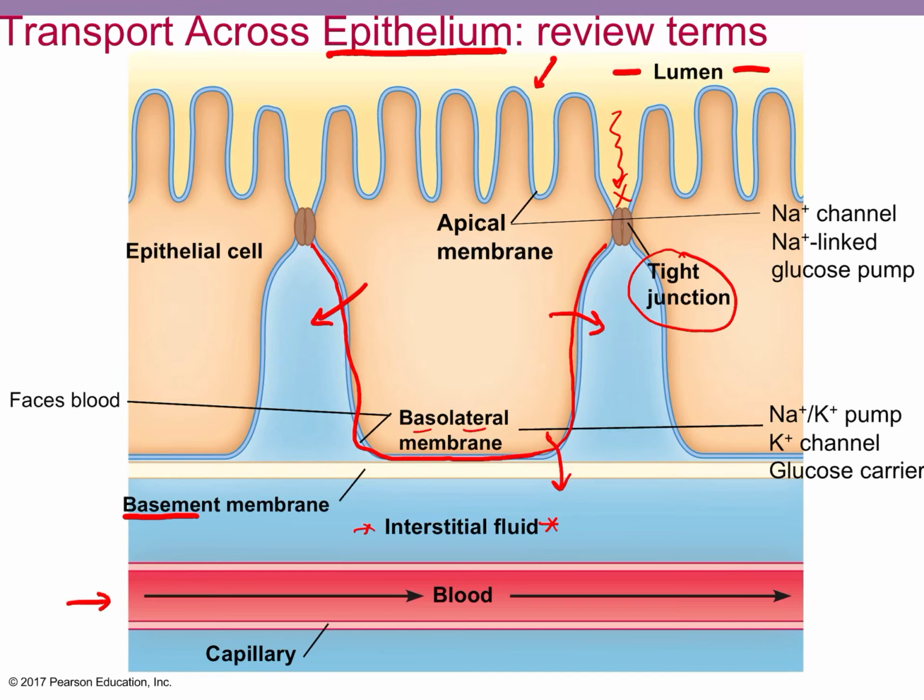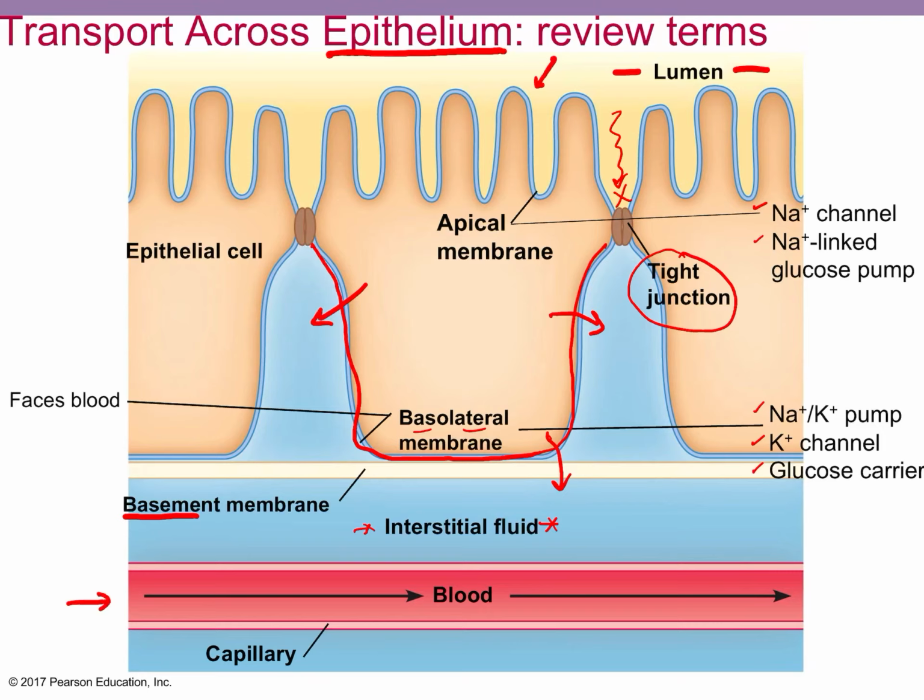Okay, so we look at the outline, we see that only the basolateral membranes will have a sodium-potassium pump. So there's our sodium-potassium pump, and it's the same pump we talked about. Three sodiums are moved out, 2 potassiums are moved in. They also have potassium leak channels, and we also have a glucose carrier. On the apical surface, we're going to have sodium leak channel proteins and a sodium-linked glucose pump.